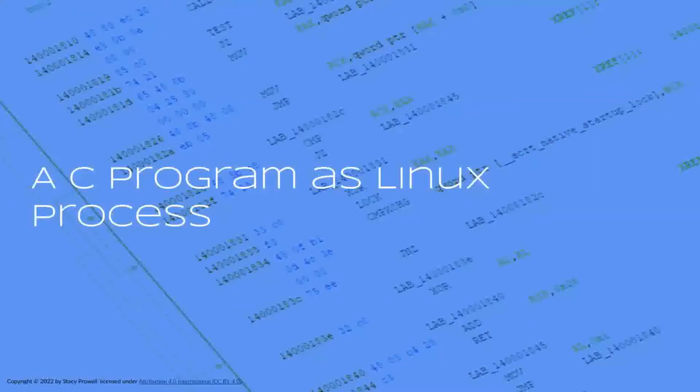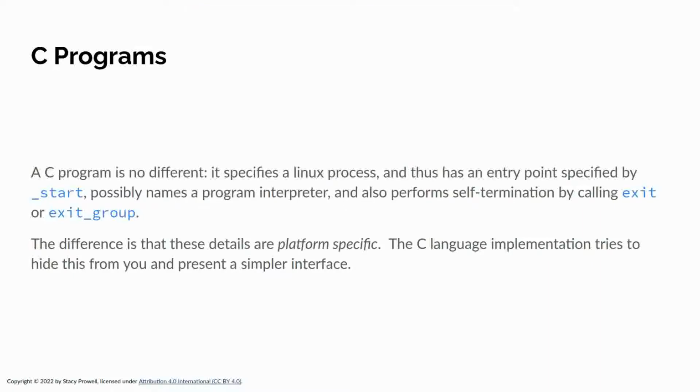What if I'm thinking about the world as a C program? Well, that's a little different. My view is not going to be from somewhere inside the process as opposed to the process itself. So basically, C programs aren't any different. They're a Linux process. They have to have an entry point, which is usually _start, and they have a main, a program interpreter, and they terminate by calling exit or exit group. They work the same way as everything we just saw. All the stuff we just talked about is true. It's just that some of that stuff is now provided for you.